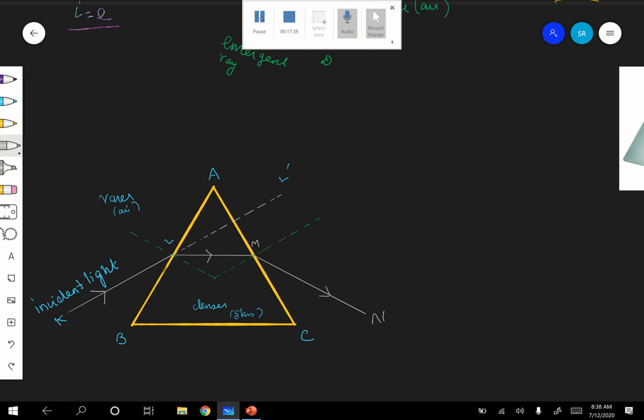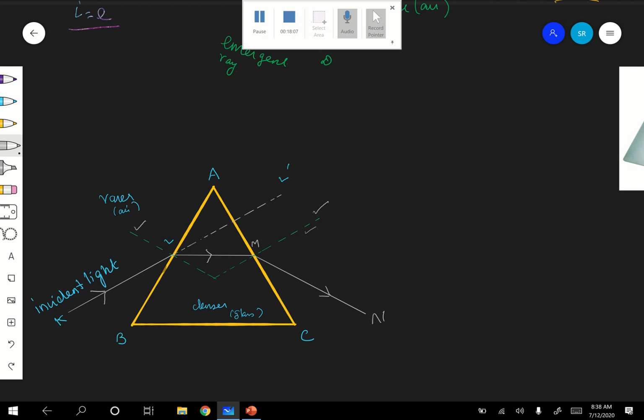And here this is your normal, children. See, this is the first normal, the green line. This green dotted line is a normal. Therefore, it is one normal at face AB and another normal at face AC. M is the point where the refracted light, after suffering one refraction, falls. What is here normal is green. This green dotted line is a normal.